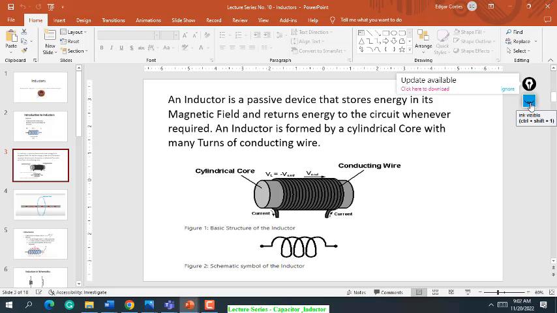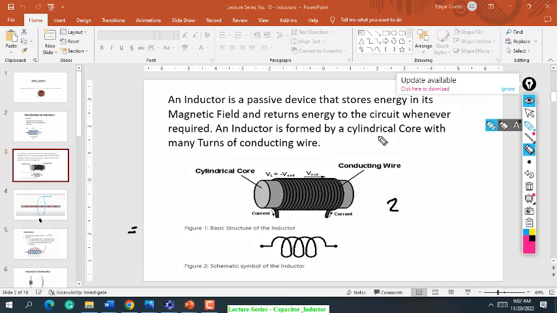Okay, a capacitor stores energy in its plates. The inductor stores energy in its magnetic field. So this is the key concept: magnetic field, and it returns energy whenever required.